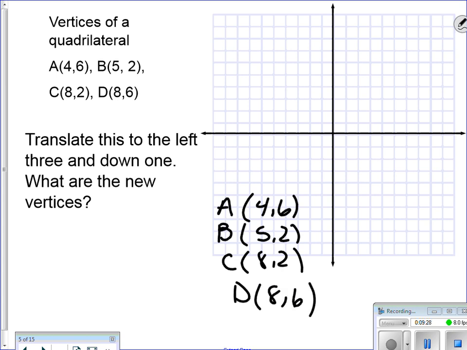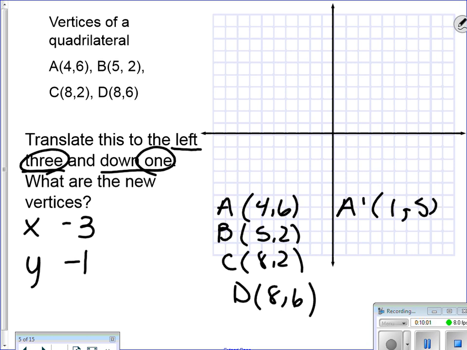Okay, so what's it telling me it wants me to do? Left 3. So that means for my X, what am I going to do? Minus 3. And what am I going to do to my Y? So I'm going to subtract 1. So if I'm going to go left, I'm going to subtract. If I'm going to go down, I'm going to subtract. I'm going to subtract whatever they tell me. So if I look at A, it's going to be 1, 5, yeah?